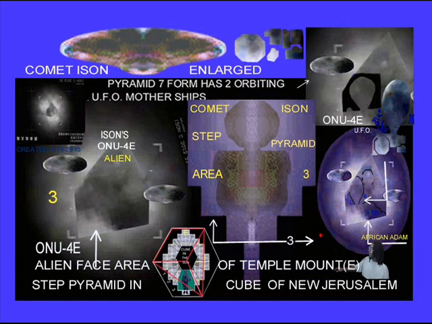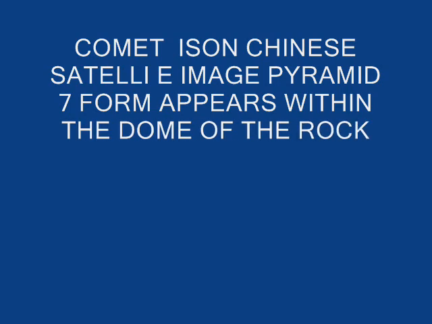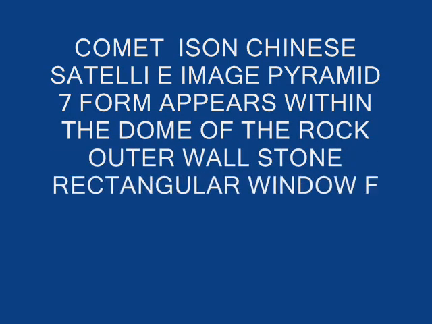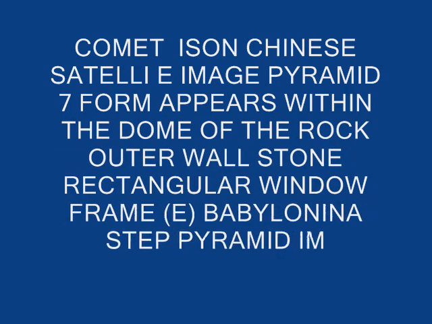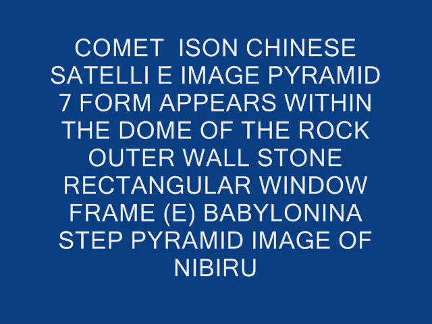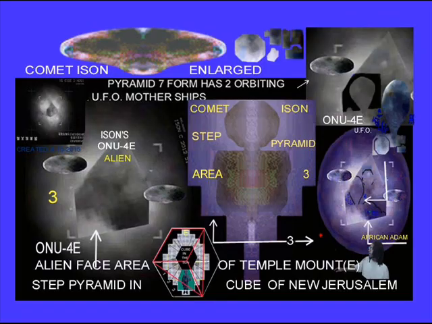In this particular video, we will be looking at the Chinese satellite image of Comet Ison's Pyramid 7 form that's surrounded by a ball of the holy hydrogen light of creation, as it is seen moving through the black regions of outer space. We see two huge circular motherships orbiting the Pyramid 7 form of Comet Ison's that can now be connected to the biblical cube in the sun of New Jerusalem.